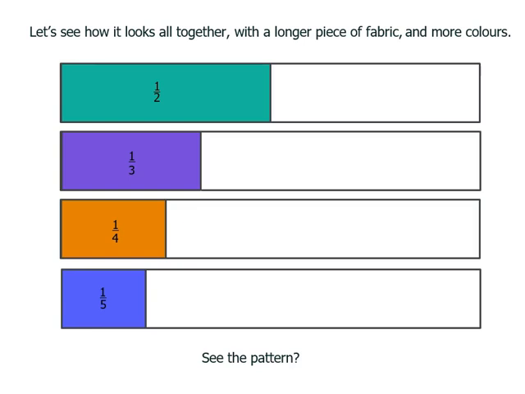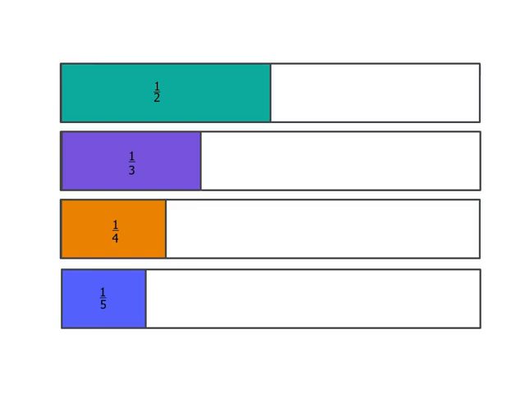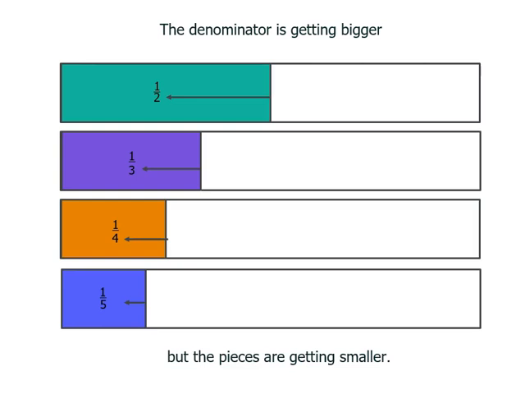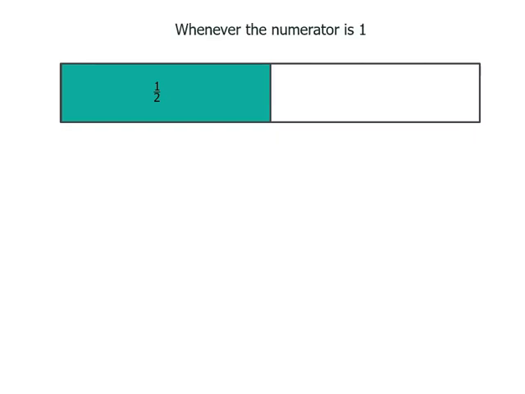So can you see the pattern? The denominator is getting bigger because we need to share it among more people. So the pieces are getting smaller. So there's only two we need to share it among, then three, four, five. So the pieces are getting smaller, and you can see it here too.